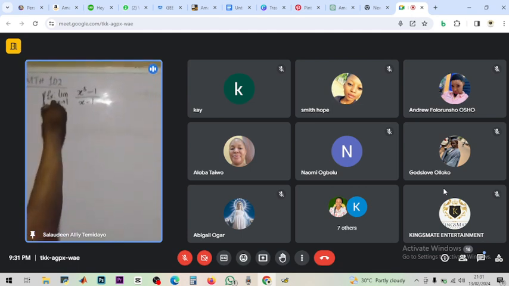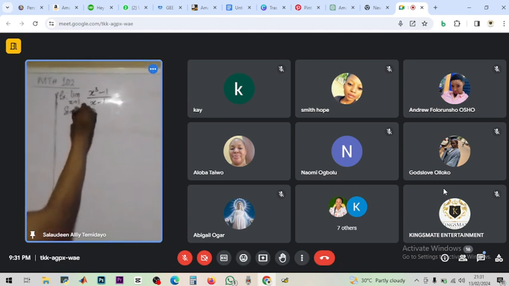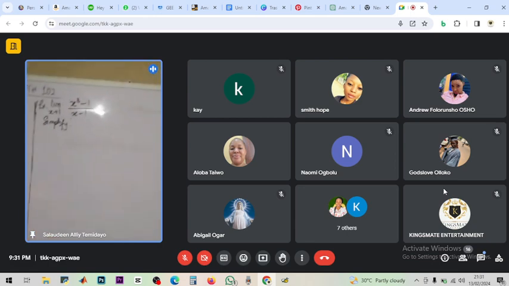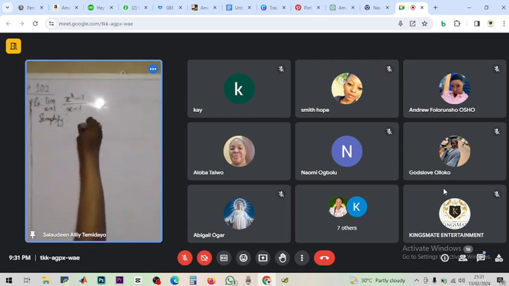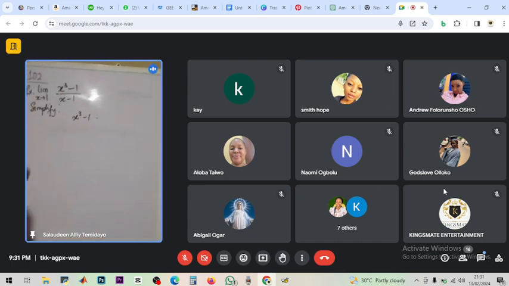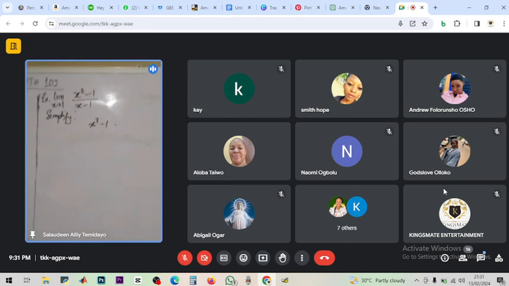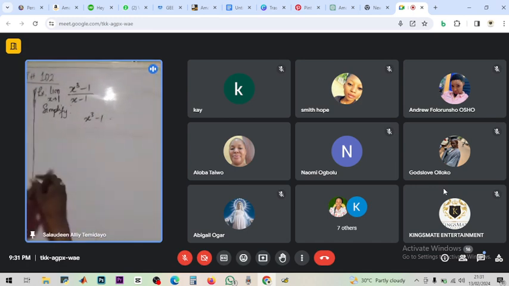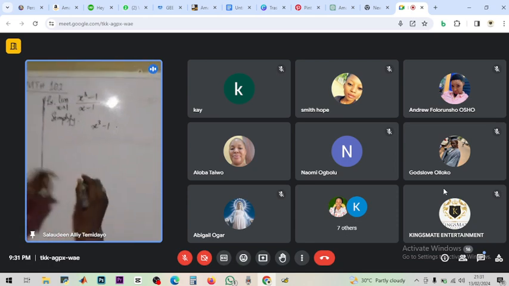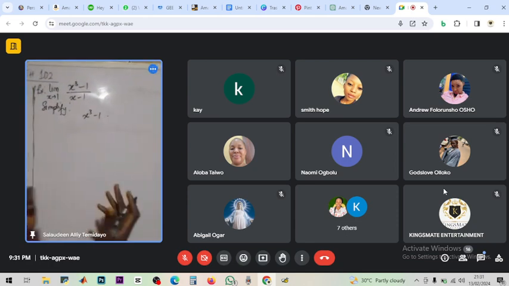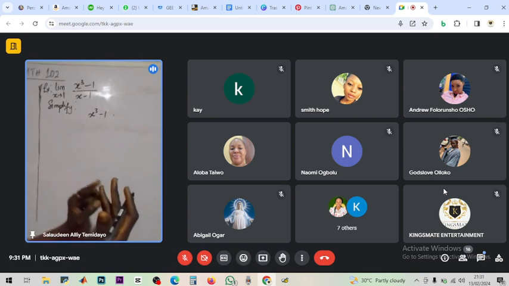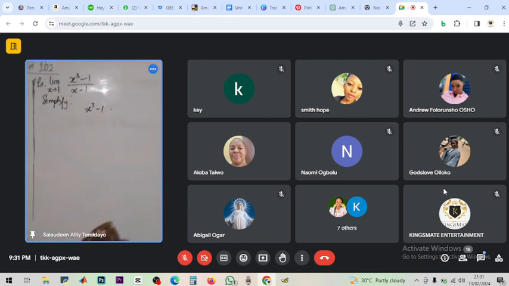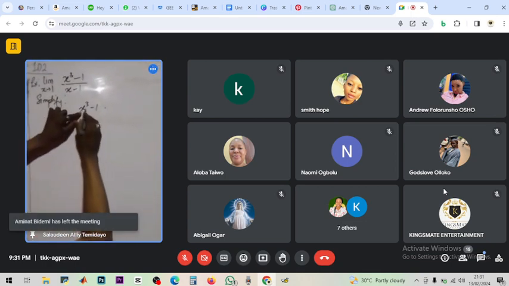So I have to simplify the numerator first. To simplify the numerator, I will factorize it. How do I factorize x cubed minus 1? We are going to use polynomial, because we will use it to solve another question. In polynomial, we have the factor, the remainder, and the quotient. So look for a factor.